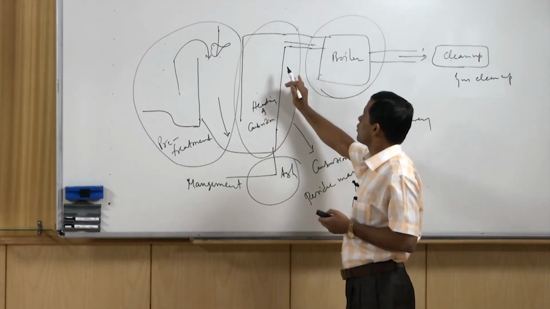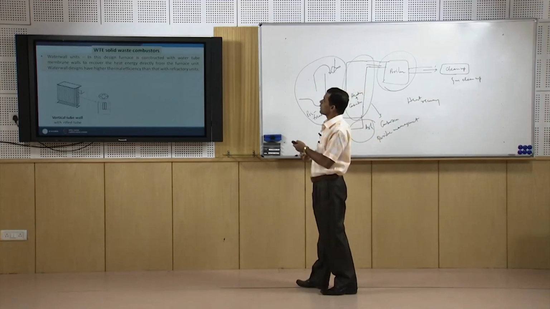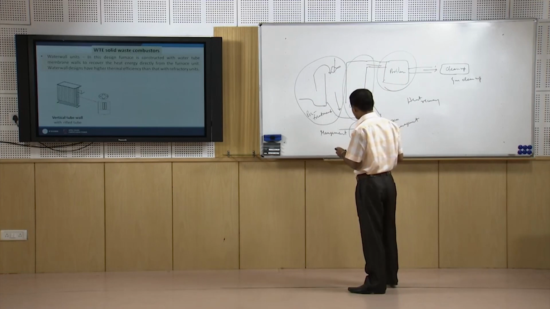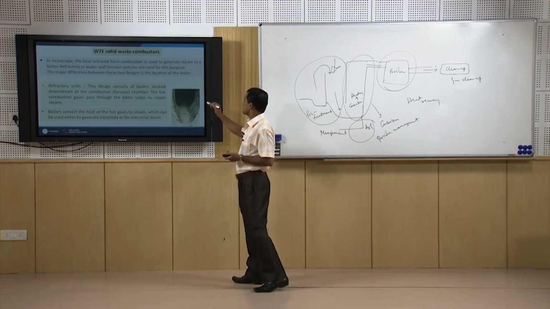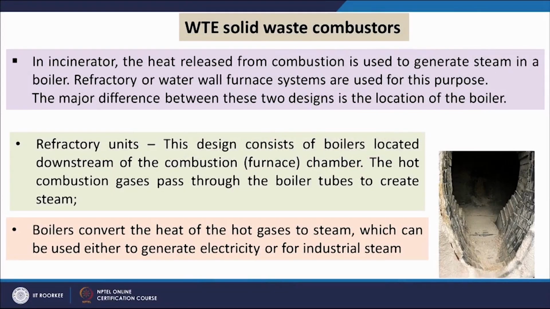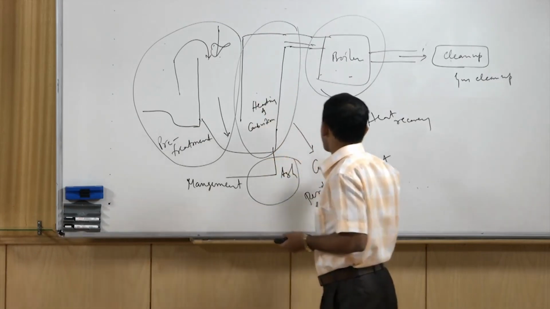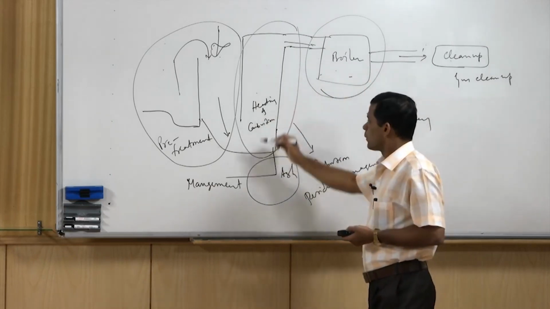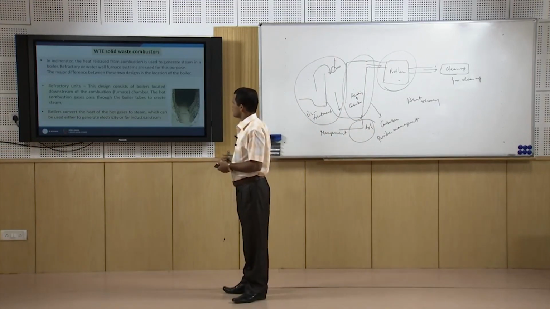One is that this combustor itself contains some water tubes, that is water wall units, and due to evaporation steam is formed. In another case, a boiler is used after this furnace, that is the refractory unit, the gas is going out and it enters the boiler, and then in the boiler the steam is generated. So, after this, in the next module we will start discussion on different types of incinerators, gas cleanup, etc. So, thank you very much.